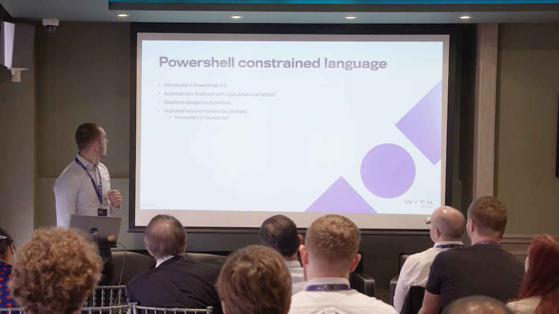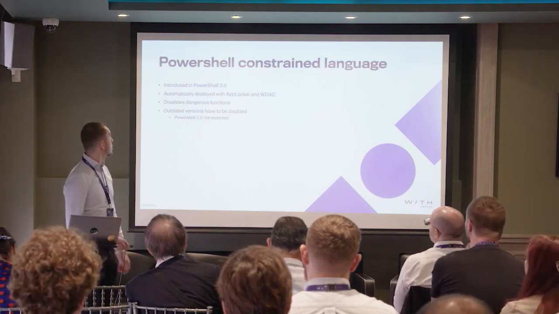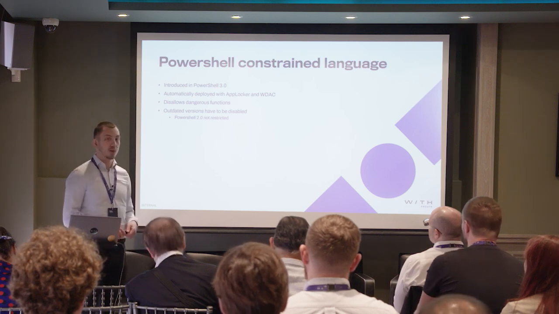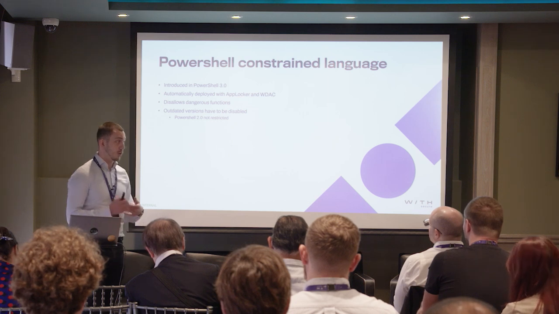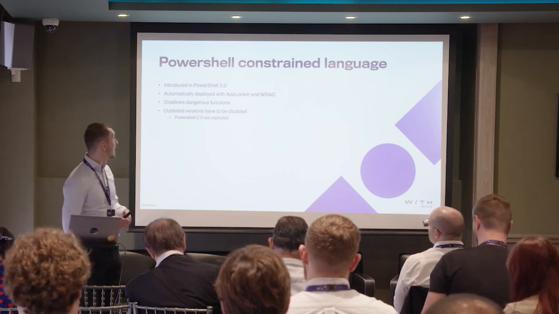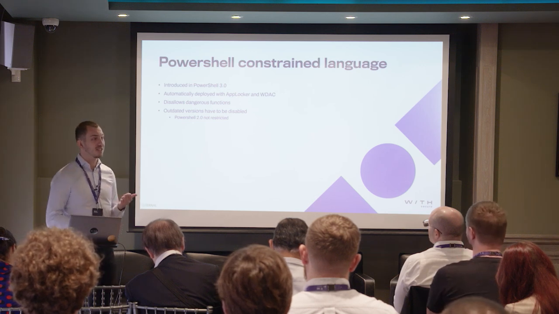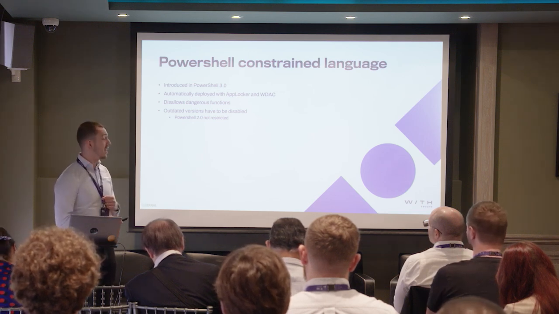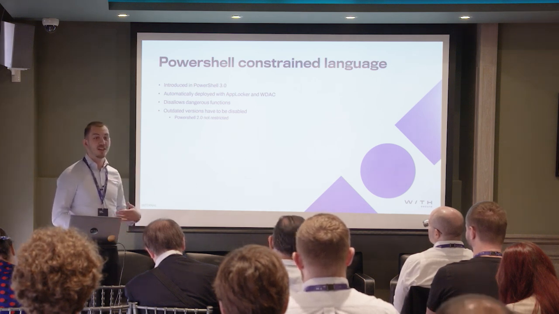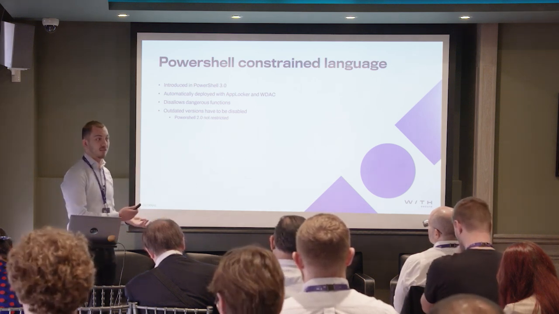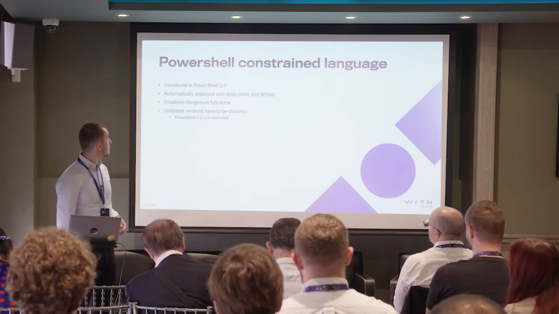Also worth mentioning is PowerShell Constrained Language Mode. It was introduced with PowerShell 3. It's also automatically deployed with AppLocker and WDAC. It disallows some dangerous functions which could allow PowerShell to run absolutely anything. An important thing is that if this is in place, PowerShell 2.0 has to be disabled. Otherwise, because PowerShell 2.0 does not know anything about constrained language, an attacker can just run that and it works as if constrained language was not set up at all.